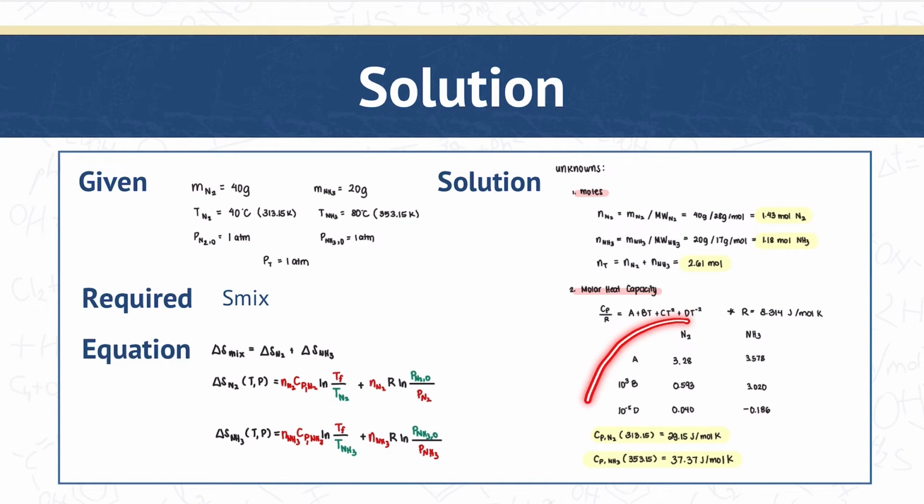So, getting the values from the table, here they are, tabulated. Then, solving for the molar heat capacities at these temperatures, we will get 29.15 joules per mole Kelvin for nitrogen gas and 37.37 joules per mole Kelvin for ammonia. These are just substituting the values here. Then, this temperature, then here's the temperature. Then, the R is 8.314 joules per mole Kelvin.